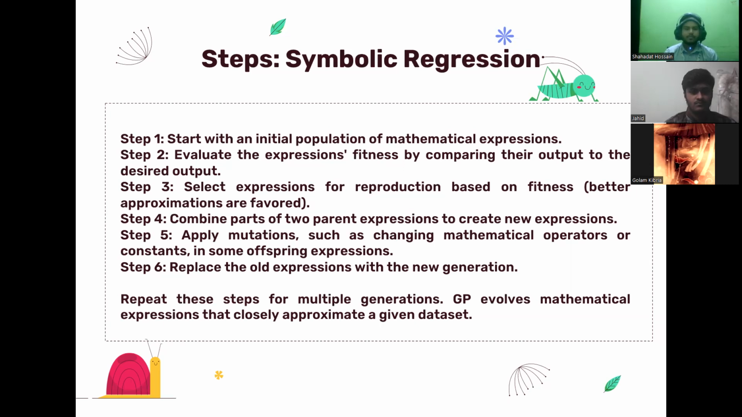And after ranking them, we're going to select expressions that give the best performance for the reproduction, because we're going to use these. So let's say we have 10 expressions and 5 of them did the best among those 10. We're going to choose those 5 because we're going to be using those 5 to produce our next child expressions, that's going to be our next generation of expressions. So we're going to select expressions for reproduction based on fitness. In this case, better approximations are favored.